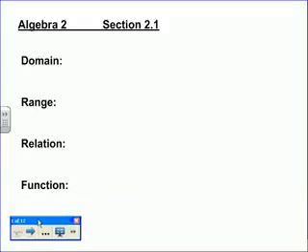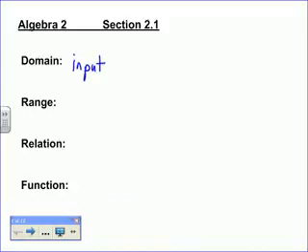Okay. Anybody remember anything about domain and range? Brad? Range is what you get when you plug in a number for x. Okay. And then domain is the number you plug in for x. Good. Very good. That's excellent. Domain is your input.